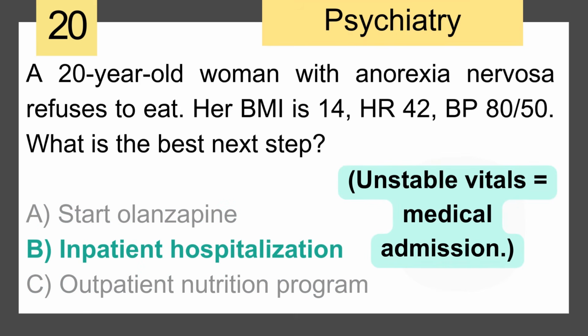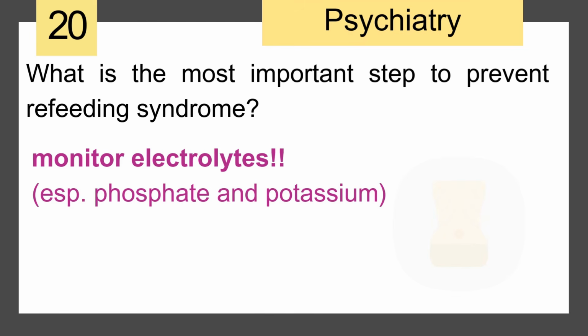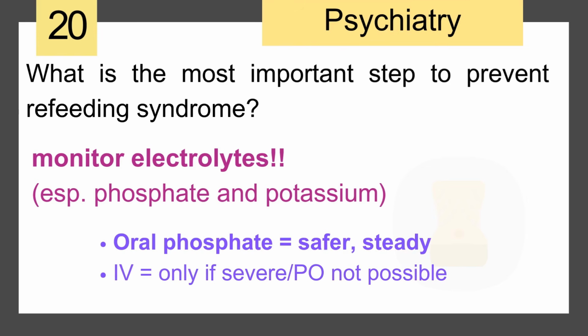And here apparently I have another question 20. To prevent refeeding syndrome, monitor electrolytes, especially phosphate and potassium. And parenthetically, oral phosphate is generally safer and more steady. IV only if severe or the patient cannot take PO.